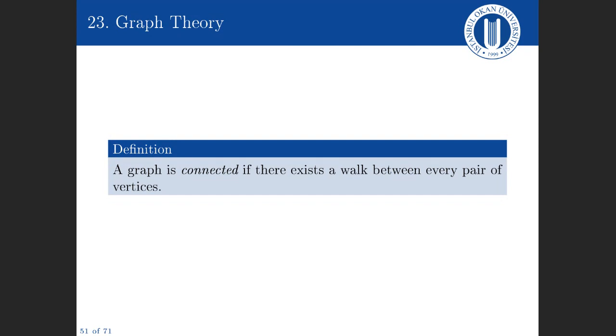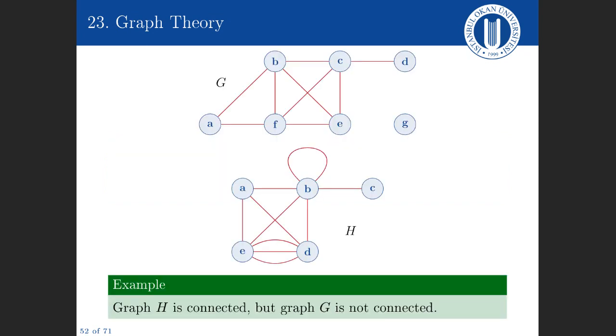A graph is connected if there exists a walk between every pair of vertices. In these two pictures, graph H is connected. It doesn't matter where in the graph you start, it's always possible to walk to any other vertex. Graph G is not connected because if we start at G, we can't walk to, say, A.